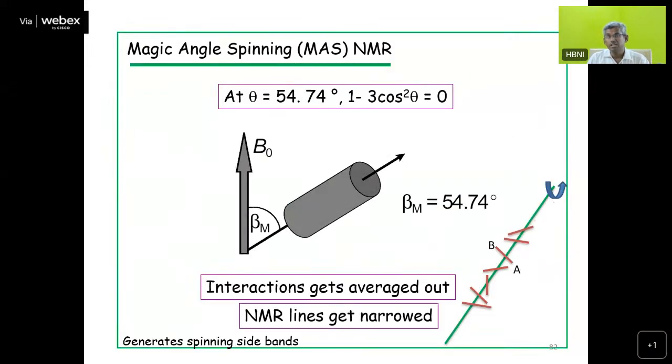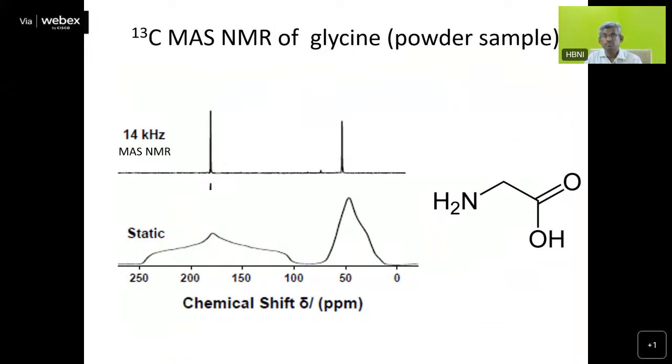Okay, so that way you can mechanically achieve all the bond vectors at an angle of 54.74 degrees, and this drastically reduces the dipole-dipole interaction and the chemical shift interaction partially, and also the quadrupolar interaction, which we have not discussed, but that also has 3 cos squared theta minus 1 as one of the terms. So that also gets reduced.